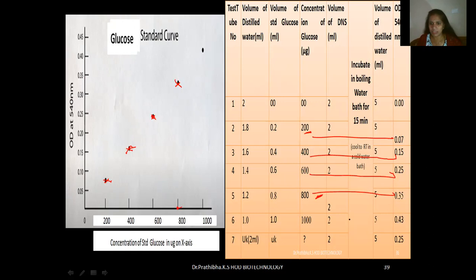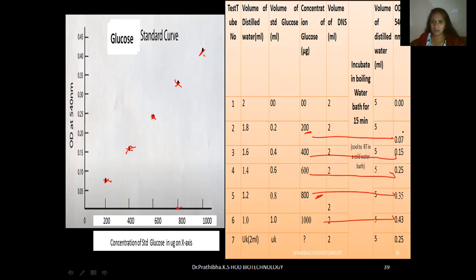Okay, then 1000. For 1000 how much did I get? 0.43. So 0.43 somewhere around here. Here 0.40, 0.41, 0.42 and then 0.43. So here 0.43 is there and this was for the 1000 concentration. Once this is ready, then by using the scale you are going to draw the straight line. This will be known as the standard curve, the standard glucose curve.